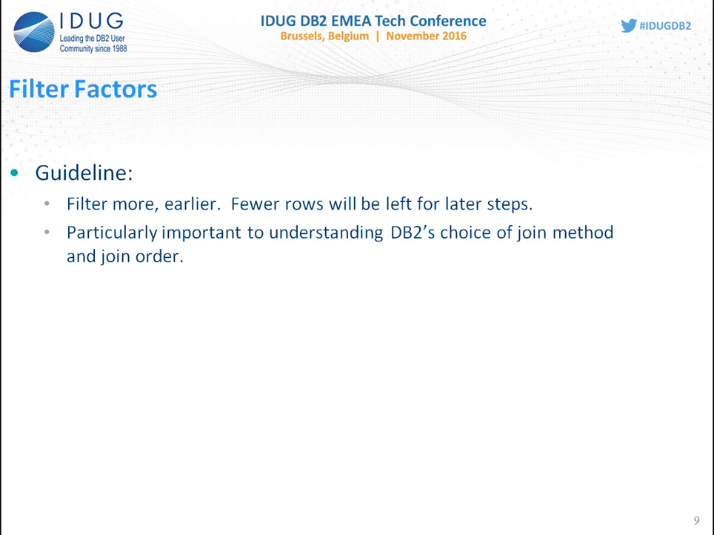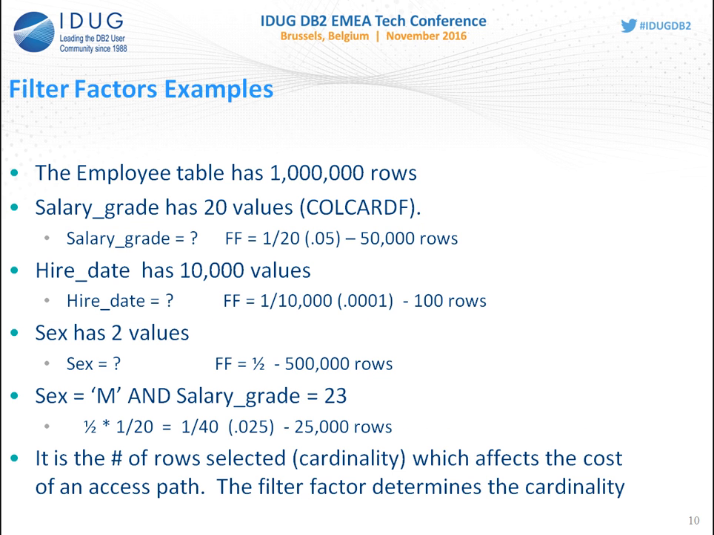Some examples. The employee table has 1 million rows. I tend to like my tables to have nice round numbers, so they all have 1 million rows. Salary grade has a cardinality of 20, it has 20 different values. If we have a predicate, salary grade equals host variable or parameter marker, the filter factor is 1 out of 20, and 50,000 rows will be selected. If hire date column has 10,000 values, hire date equals parameter marker will have a filter factor of 1 out of 10,000, and 100 rows would be selected. If sex has two values, the filter factor is 1/2.